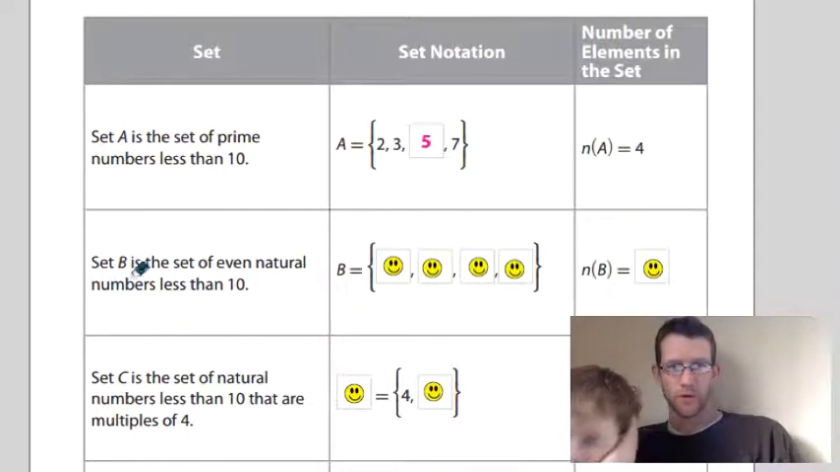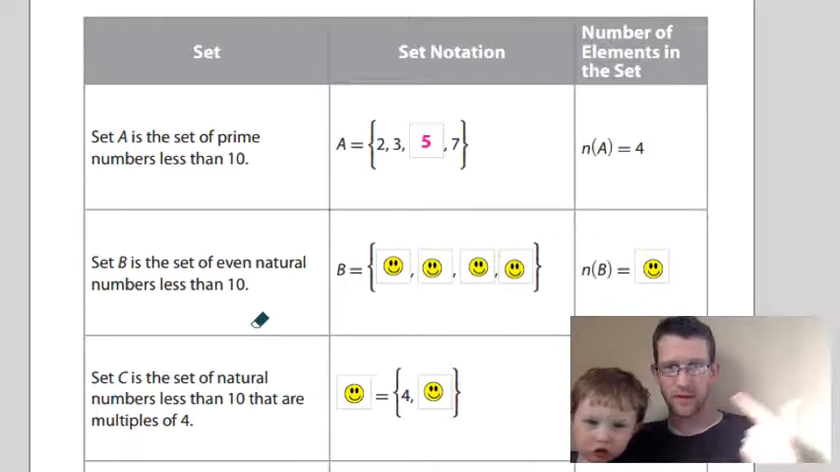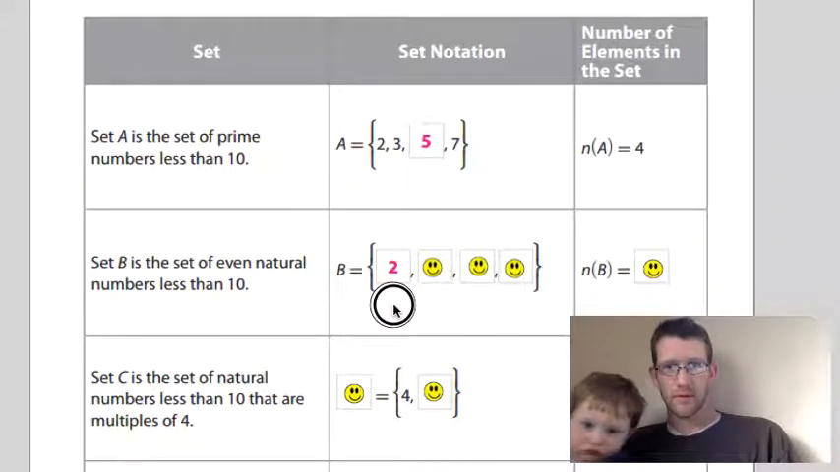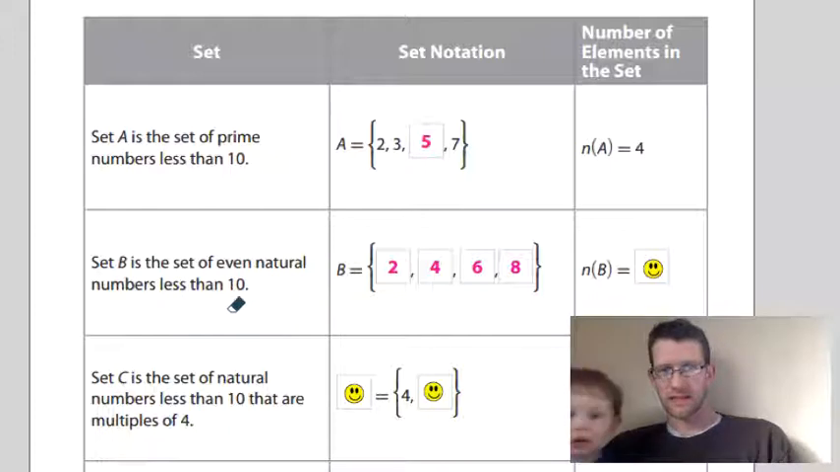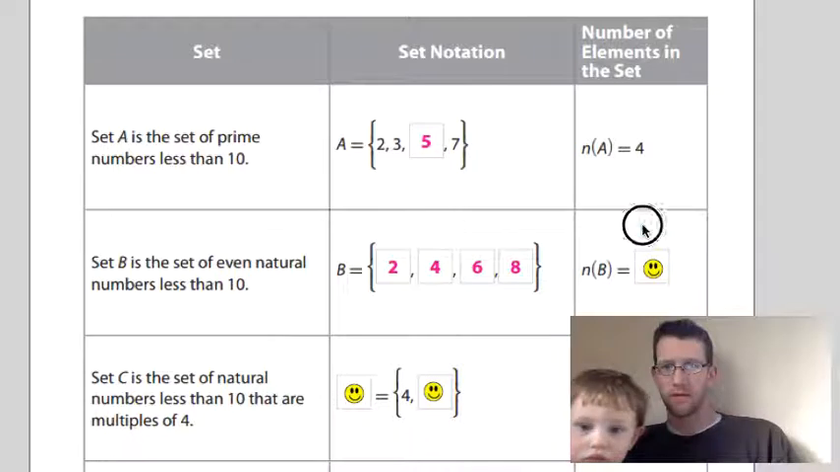Set B here, we're going to say, is the set of even natural numbers, so the even whole positive numbers, less than 10. They have to be even, they have to be less than 10, they have to be whole integers, they have to be greater than 0. So that includes 2, 4, 6, and 8. Notice here, since it says less than 10, 10 isn't less than 10, so it doesn't meet that. And there are 4 elements in that set.